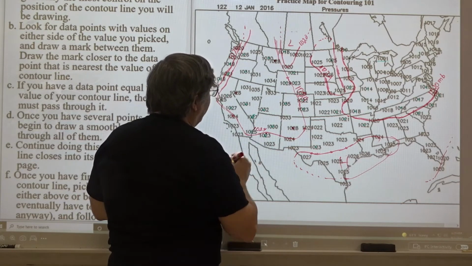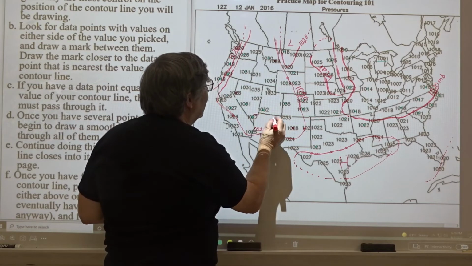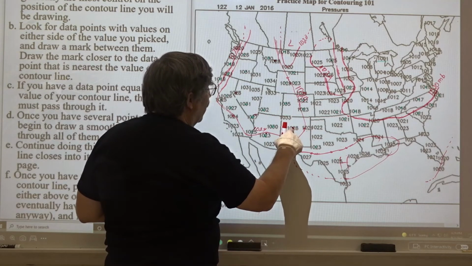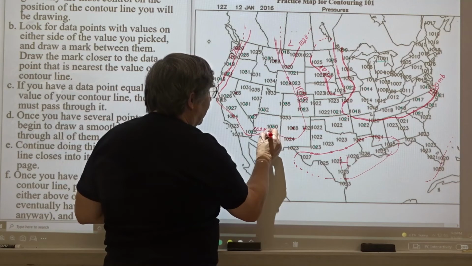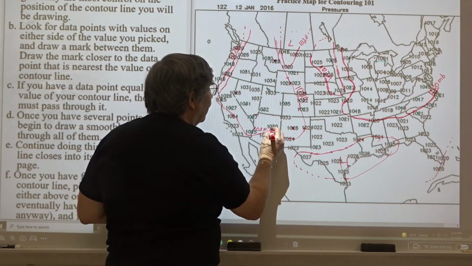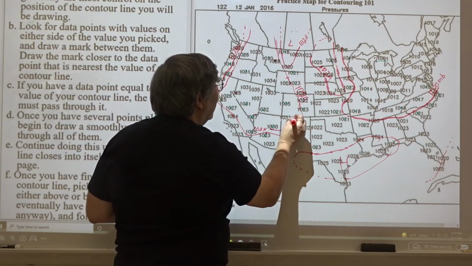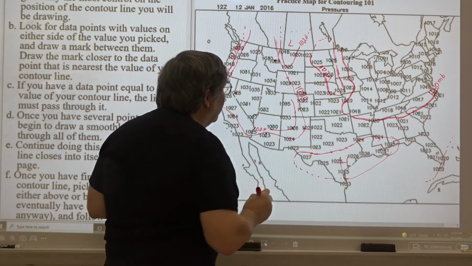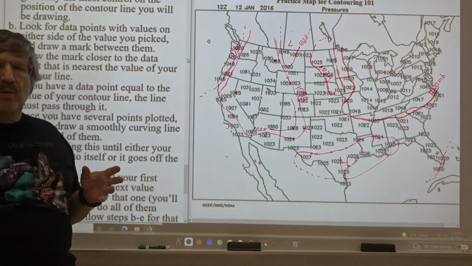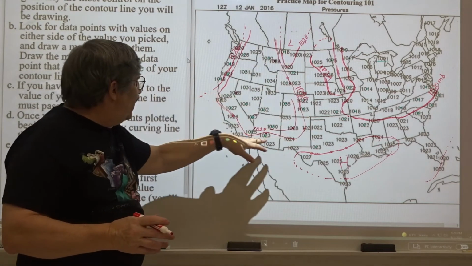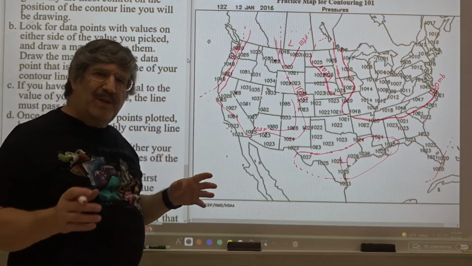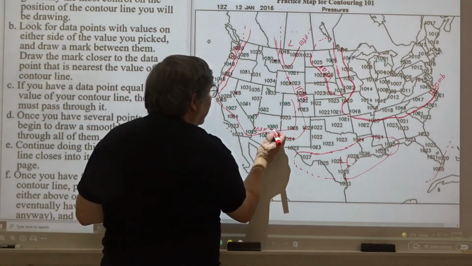And 1028 has to be here. There's 1028. 1028 has to be underneath 1030, between 1030 and 1023. And again, I think you're going to find that the more of these you draw, the easier it's going to be, because we now have control from these contours, and that's going to help us see where the rest of the contours are going to be.